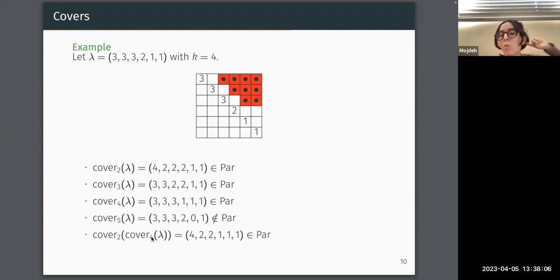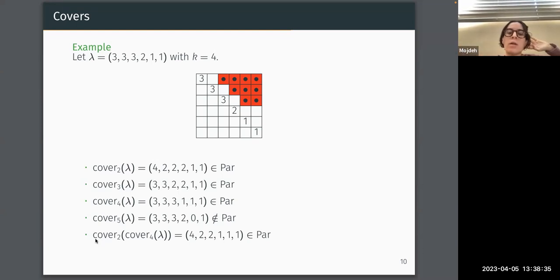But cover 4 was a partition, so we can immediately apply the definition to it and take cover 2 of what we got. In this case, cover 2 of cover 4, I would call that a chain of covers. It just so happens that that's the same thing as starting with cover 2 and then computing cover 4 of that. You could say the chain commutes in this case. That's not always true. That's a coincidence.